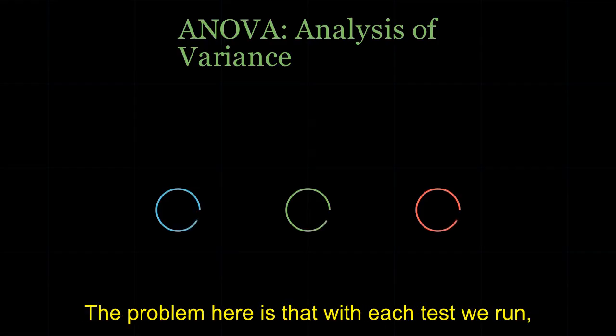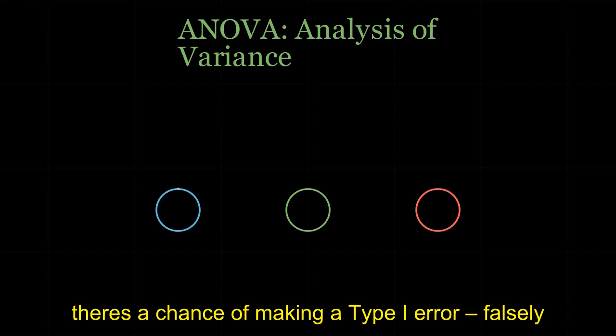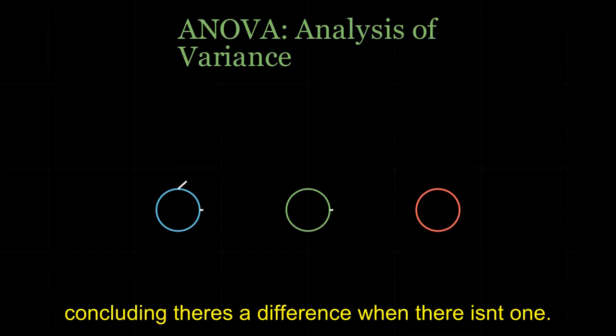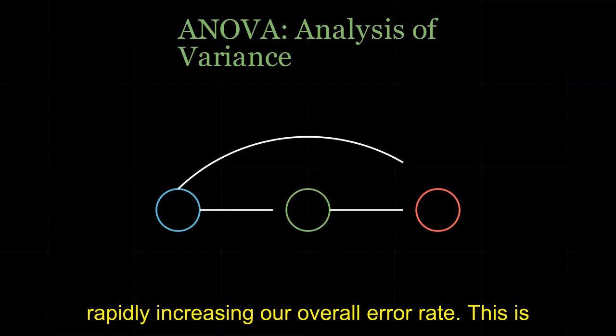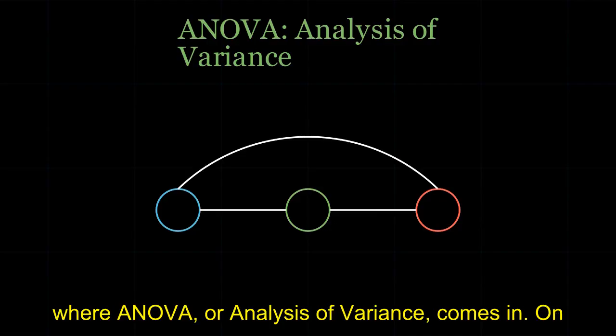The problem here is that with each test we run, there's a chance of making a type 1 error, falsely concluding there's a difference when there isn't one. If we conduct many tests, this chance accumulates, rapidly increasing our overall error rate. This is where ANOVA, or Analysis of Variance, comes in.